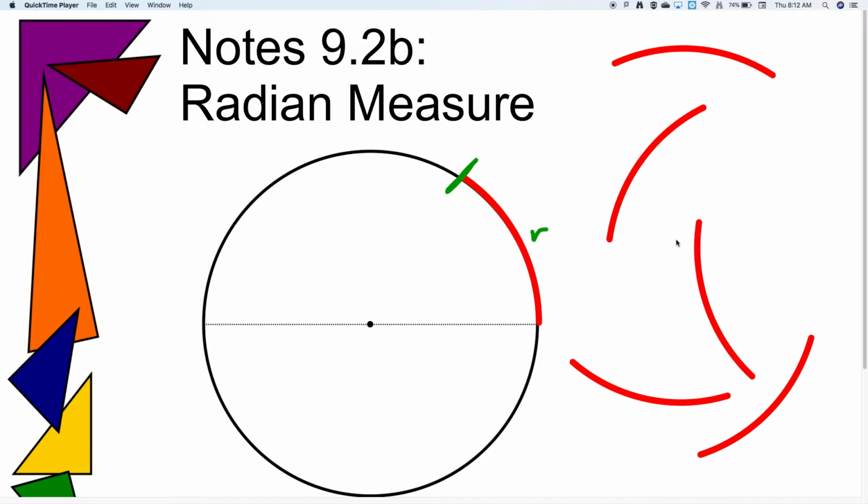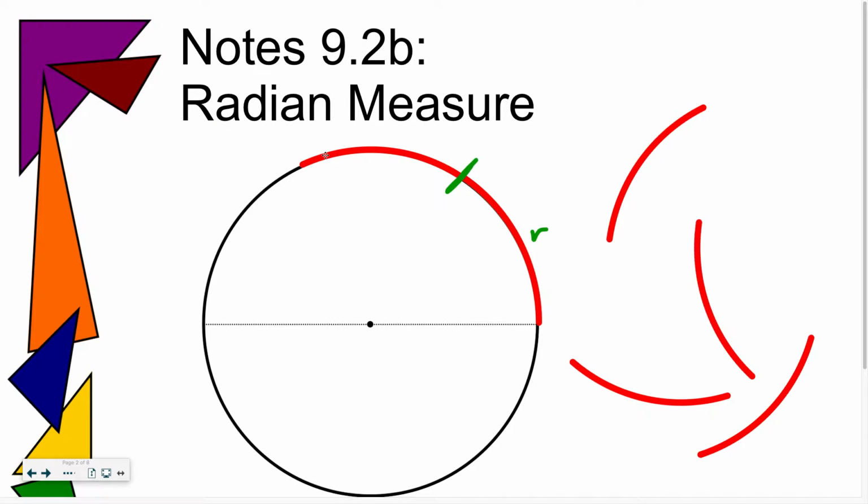So it looks like on mine, I'm going to grab this guy, get him situated, make another mark. There's another radius. This guy right here. There's another radius.